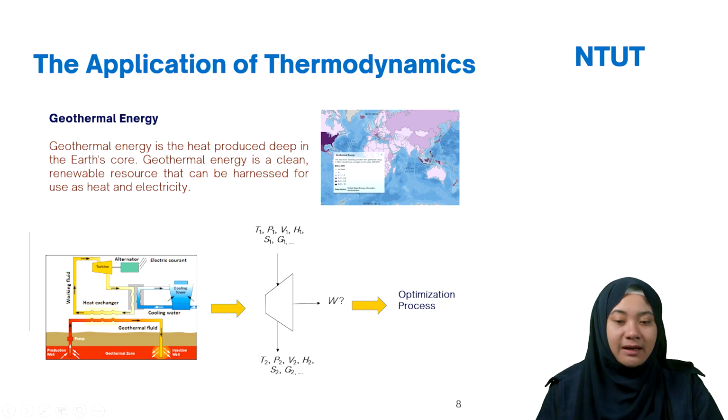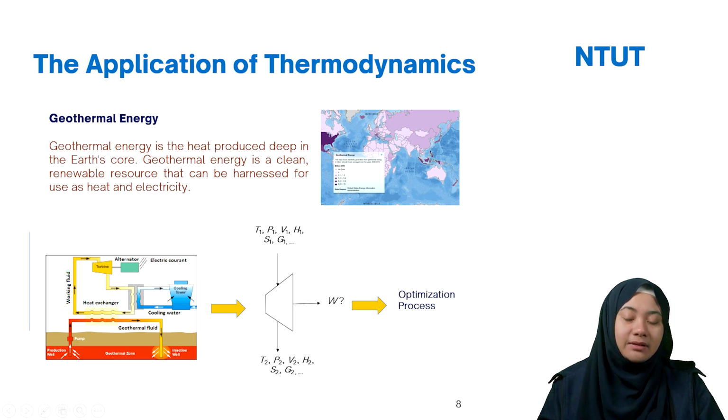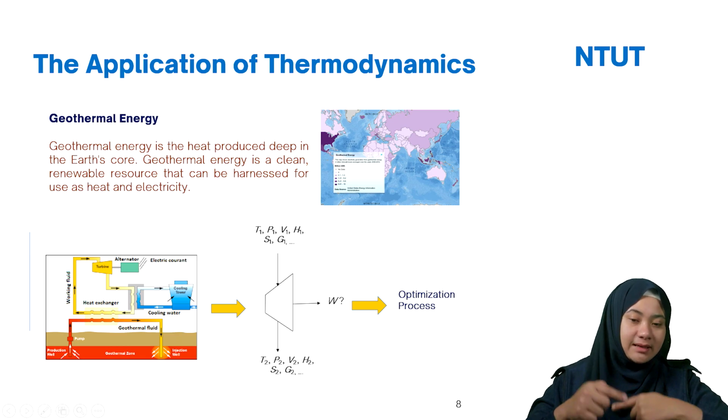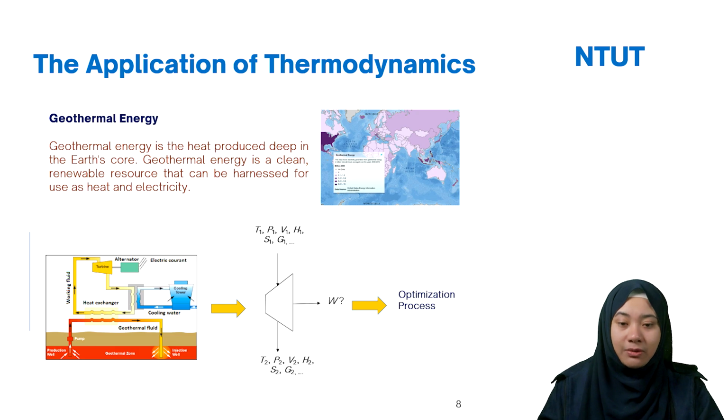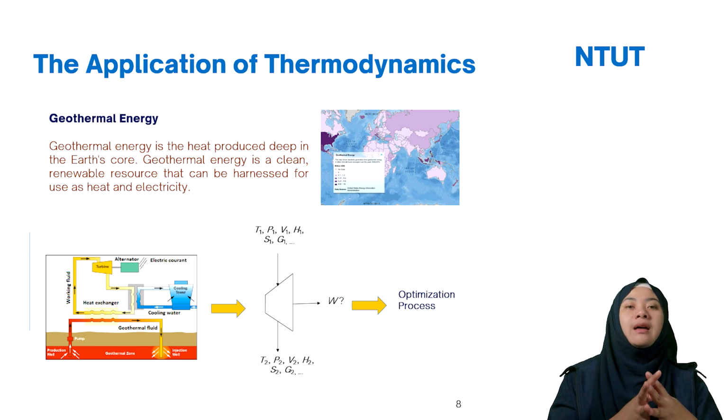The working fluid here will drive the blades inside the turbine. This is what we are going to learn later about each turbine. You have energy in and energy out. So you have T1, P1, V1: the temperature, pressure, volume, enthalpy, entropy, and Gibbs energy. This is the first condition, the inlet, and the second one is the outlet. When the turbine moves the blades, it produces W. So what is W? W means total work.